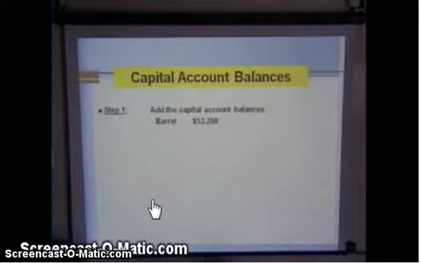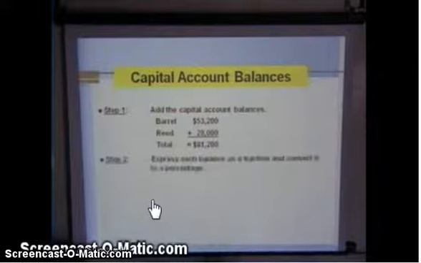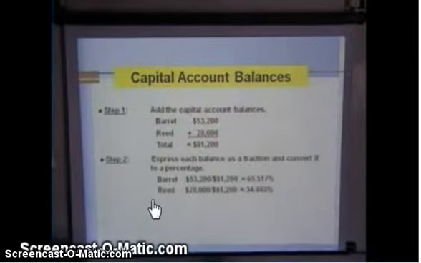If we use capital account balances, and I already recapped this for you, one of them has 53.2, the other has 28. You add them together to get the total amount in capital. Find out how much each person's part is in fraction form to see how much they get. In this case, one of them gets 65.517%, the other one gets 34.483%, if we're basing it on the amount they have. That's why it's good to have balances in there.